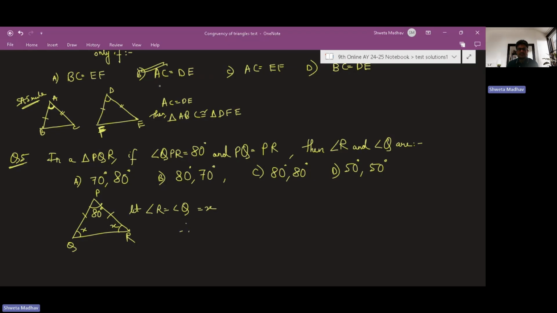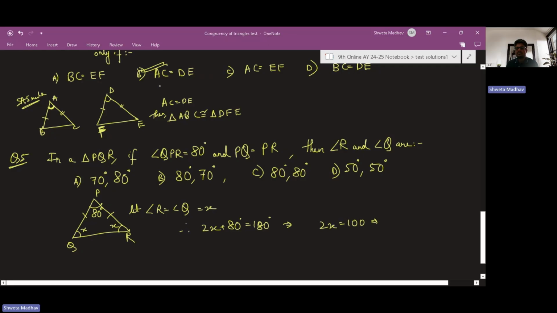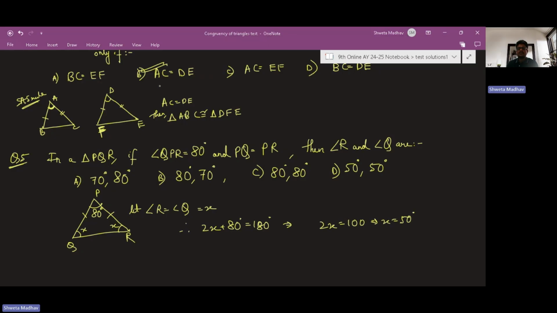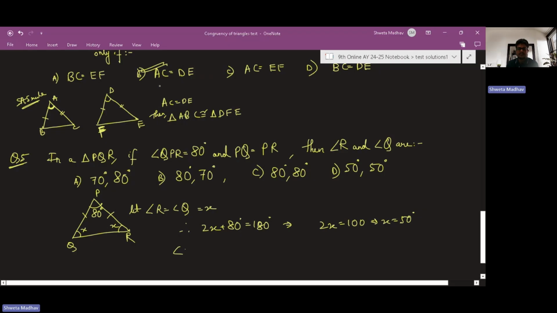So therefore the sum of the three angles is 180 degrees. So 2X plus 80 is 180. It means that 2X is equal to 100, so X should be equal to 50. So each of these angles is 50 degrees. So angle R equals angle Q, that is 50 degrees. So option D is the correct answer.